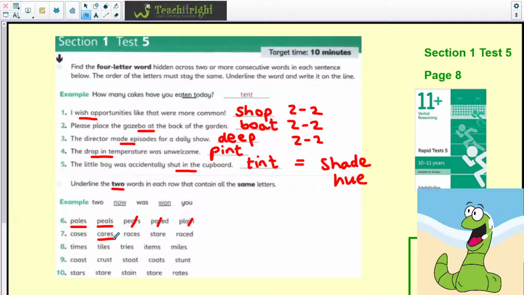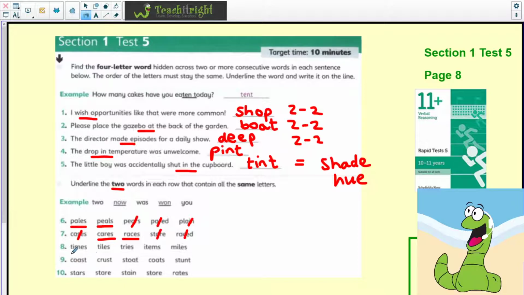And this one we've got cares and races. They again are next to each other. So we can see this one's got 2 S's, so we knew that wasn't right. This one's got a T in it, so we know there's no other word with a T. And this one has got a D in it. So again, we know that's wrong. So if there's ever one letter that appears in just one word, then you know to rule that one out.